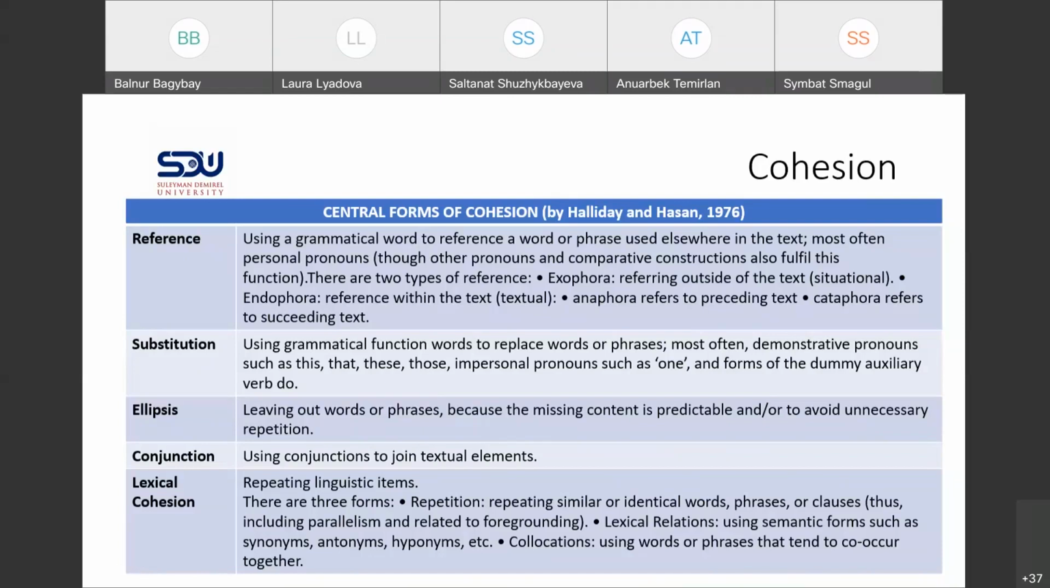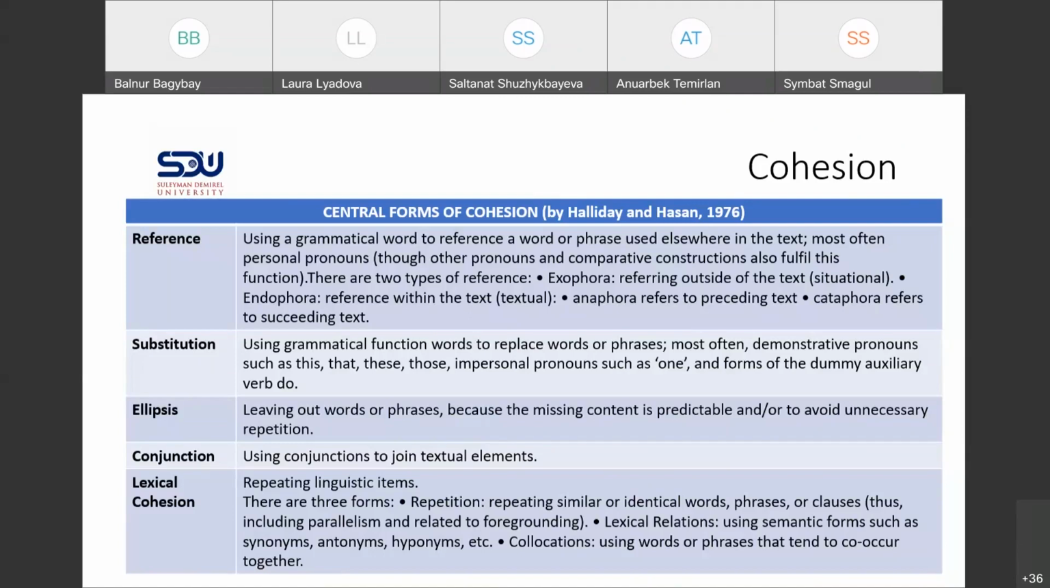So for instance, when we say "Robert likes flowers, he is a delicate person," he here is the pronoun demonstrating the reference of cohesion. So the reference is helping to create the wholesomeness in the text. And I would like to highlight that there are two types of reference. The first one is exophora, when we are referring to notions that are outside the text. It's like the situational reference. And endophora, when we're referring to something within the text, the textual reference, as we call it.